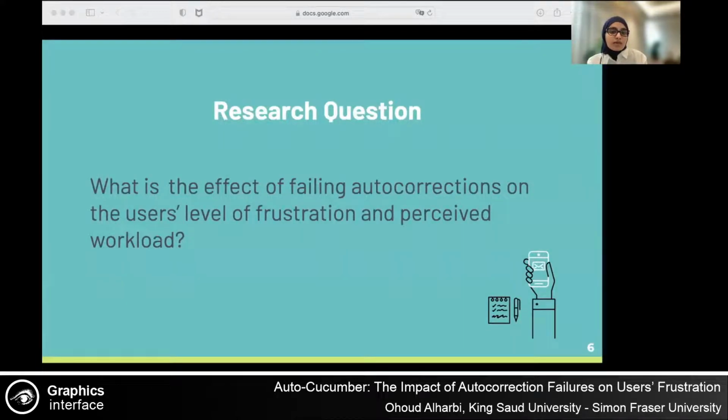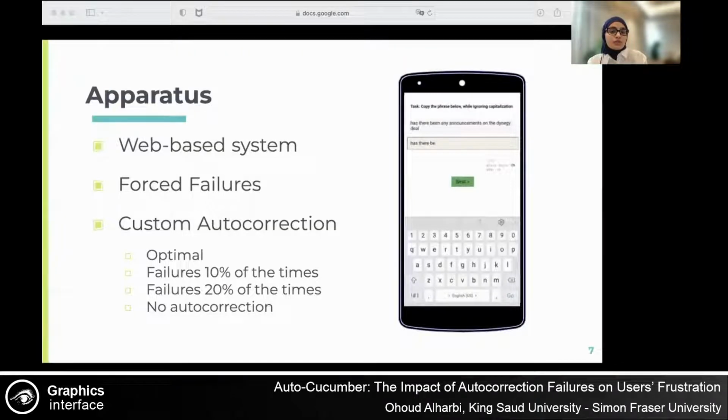Our work aims to highlight the potential side effects of automatic or smart features, such as autocorrection. We formulated the following research question. What is the effect of failing autocorrection on the user's level of frustration and perceived workload? We used a mobile application for data collection.